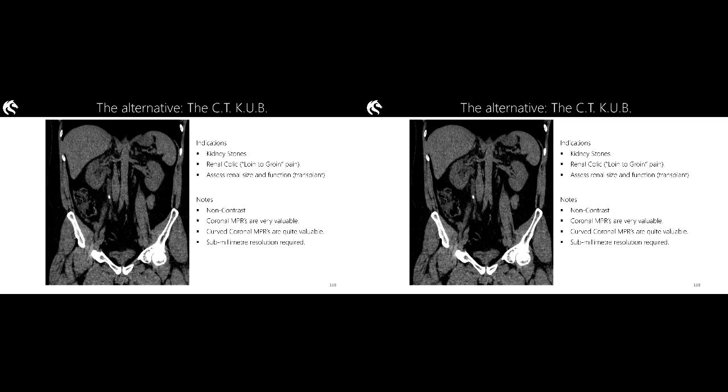Non-contrast, coronal MPRs are going to be the most valuable ones there because we can then visualise a kidney stone in the context of the ureter. I've also written here, curved coronal MPRs are quite valuable, and that means it's probably time to introduce somewhat of a new concept for you. And that is the curved MPRs. I don't think I've mentioned these so far in your studies. All right, here goes.